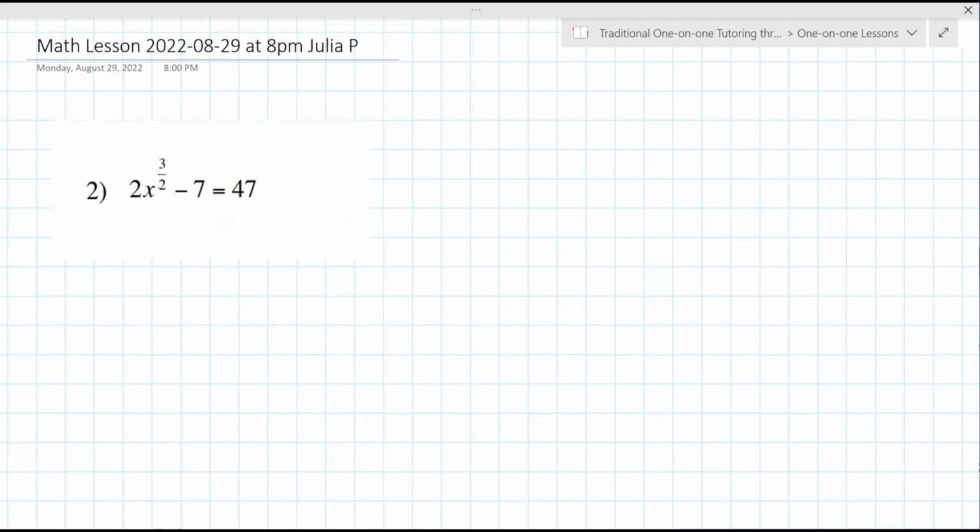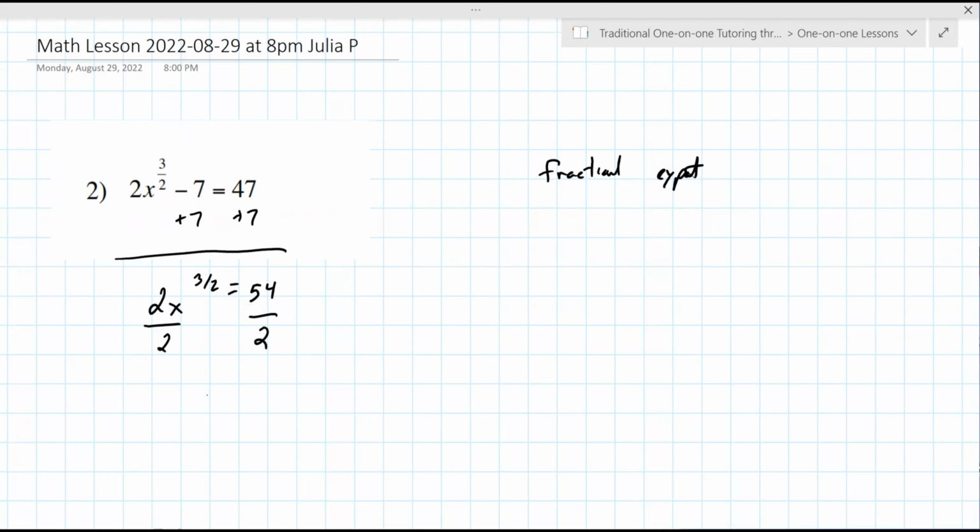So this one's different than the other ones. It's got a fractional exponent. Okay, so you're going to add 7 to both sides. 2x to the 3 halves equals 54. Divide by 2, divide by 2. x to the 3 halves equals 27.